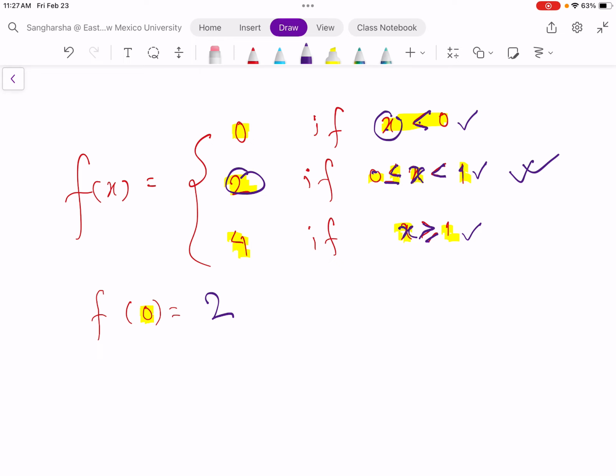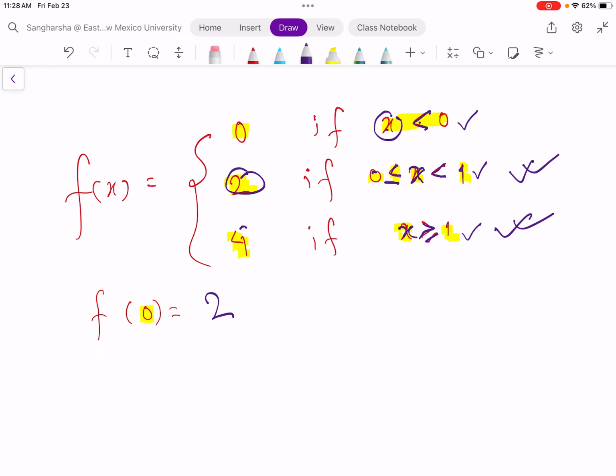Mason is not here. The next, Christina. What would be f of 10? That's right. 10 is in the third set, and the output corresponding to this input is 4. That's good.